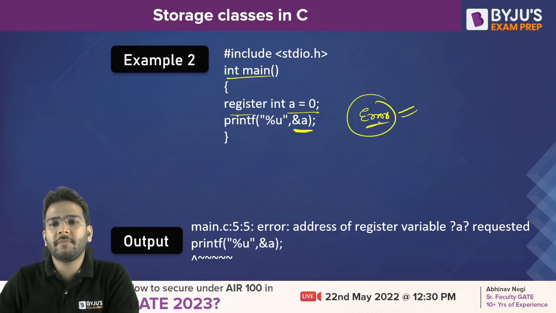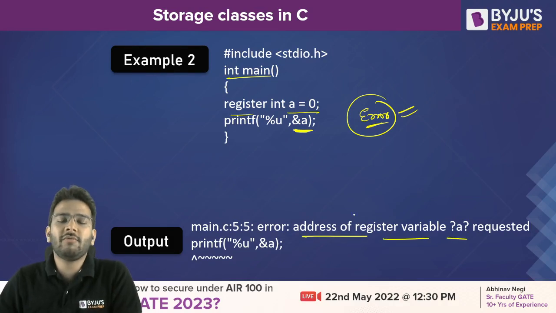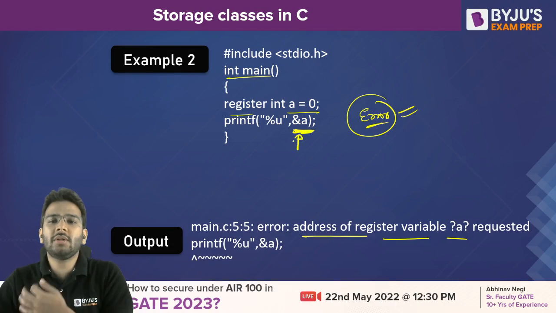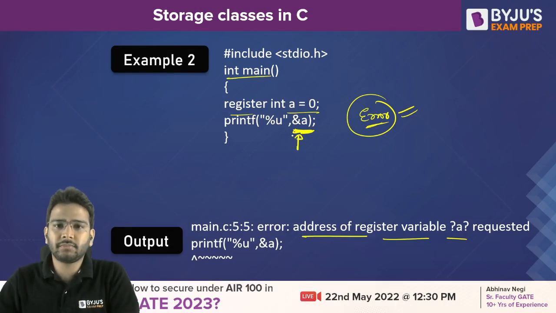It will throw an error. That means you are trying to access the address of a register variable, which is not allowed. Clear? So we cannot use the dereference operator with this variable a here. Clear? This is very important.